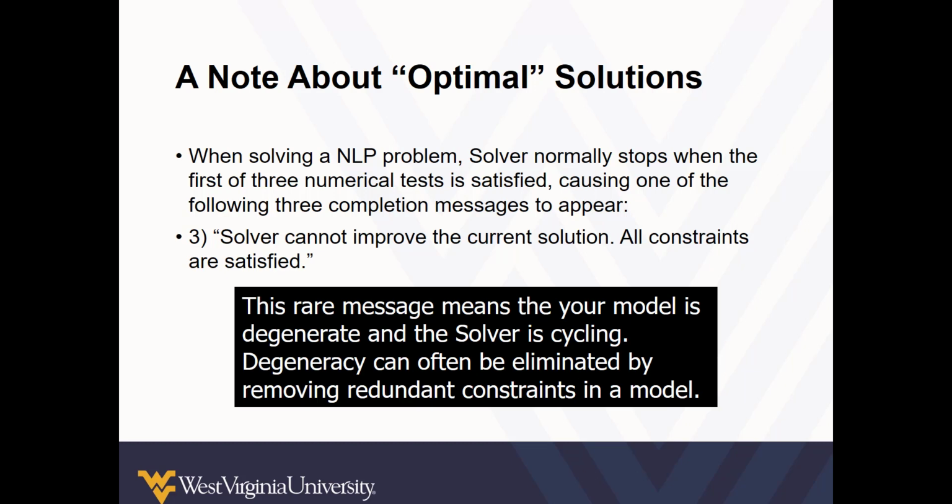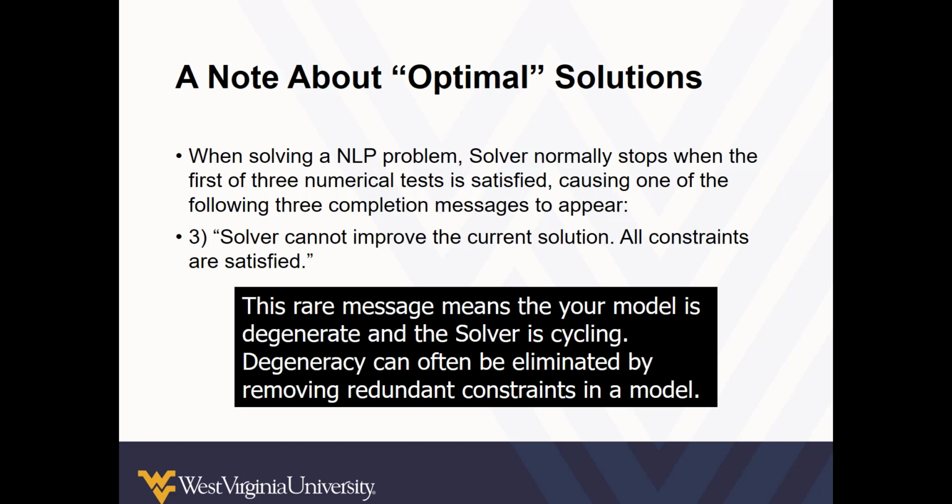And finally, solver cannot improve the current solution, all constraints are satisfied. And this rare message means your model is degenerate and the solver is cycling. Degeneracy can often be eliminated by removing redundant constraints in a model.